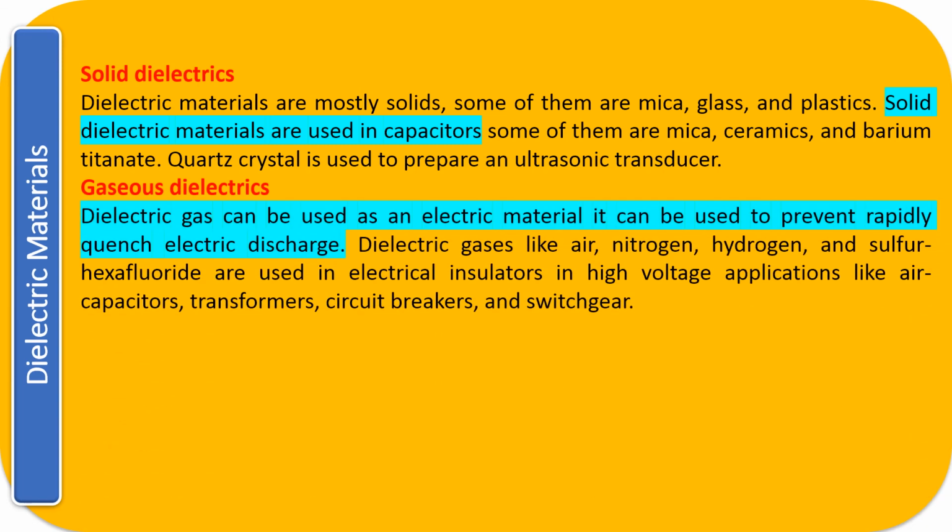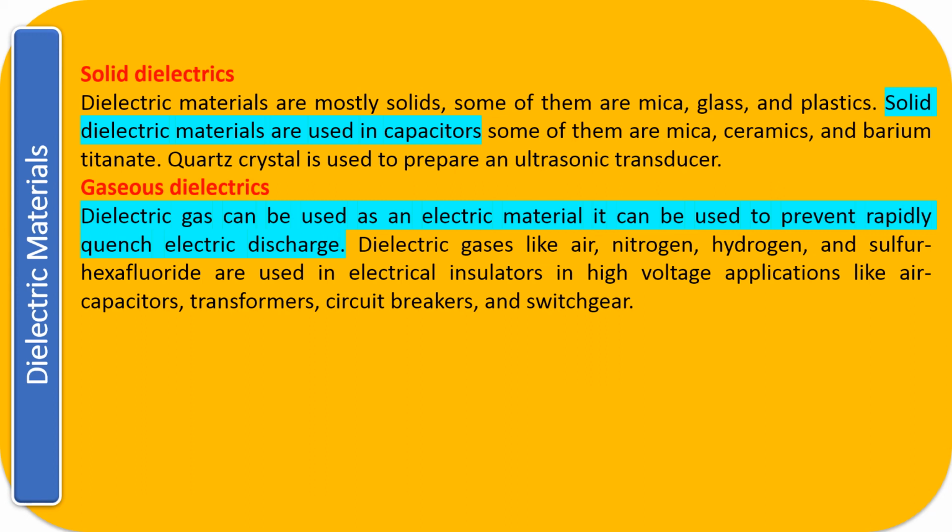Similarly, we have the gaseous dielectric. Dielectric gas can be used as an electric insulating material. It can be used to prevent rapidly quenching electric discharge. Whenever you are using an electric discharge, the charge should not quench out. So to prevent the quenching of the charge, the flow out of the charge, we use gaseous dielectric. Dielectric gases like air, nitrogen, hydrogen, and sulfur hexafluoride are used as electrical insulators in high voltage applications like air capacitors, transformers, circuit breakers, and switchgears. So these are some of the applications.